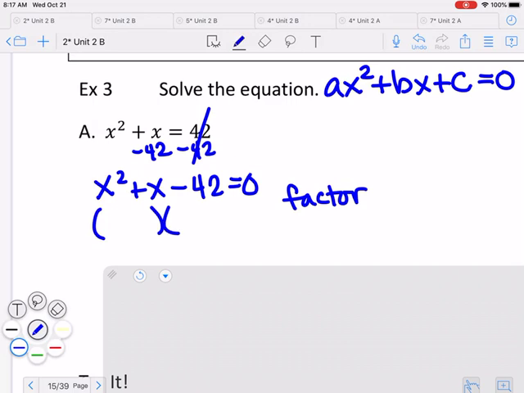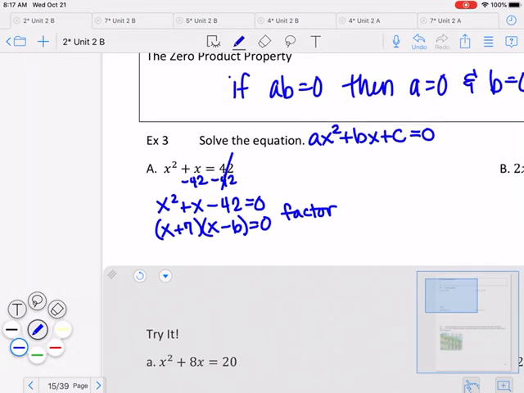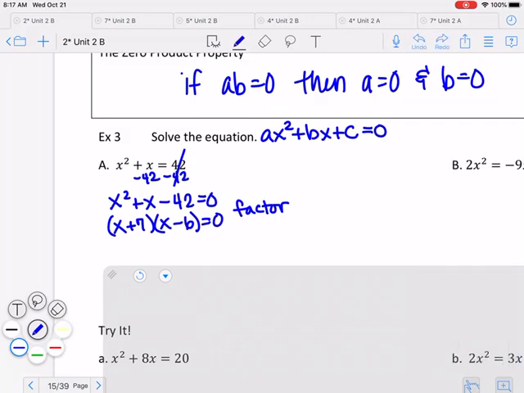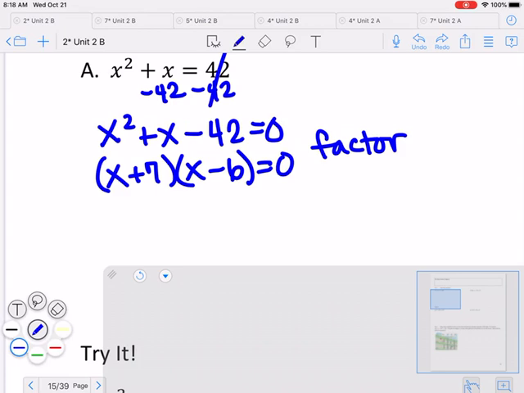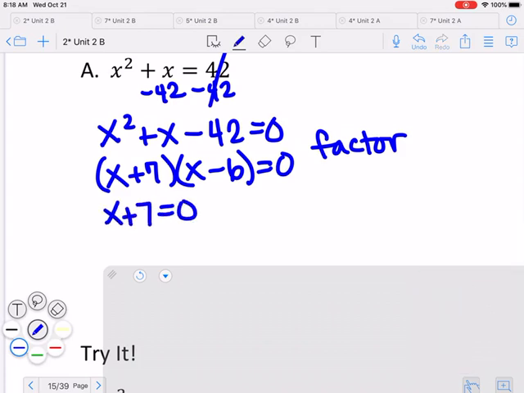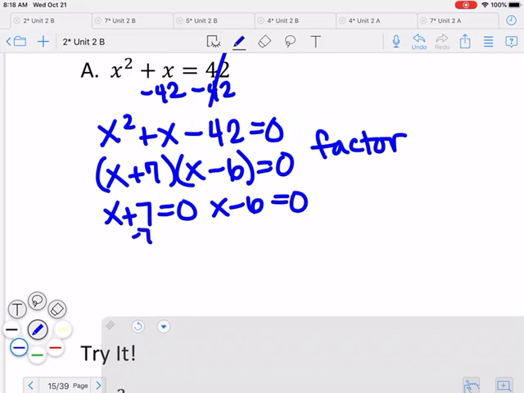So I need two numbers that multiply to negative 42, that add to positive 1, 6 and 7, that would be a plus 7 and a minus 6. x plus 7, x minus 6. So now here, where I'm going to use the zero product property, I've got two things being multiplied together that equal 0, so I'm going to separate them out. x plus 7 equals 0, x minus 6 equals 0. And then I would solve each equation. So here I would subtract 7, getting x equals negative 7. Over here I would add 6, getting x equals 6.